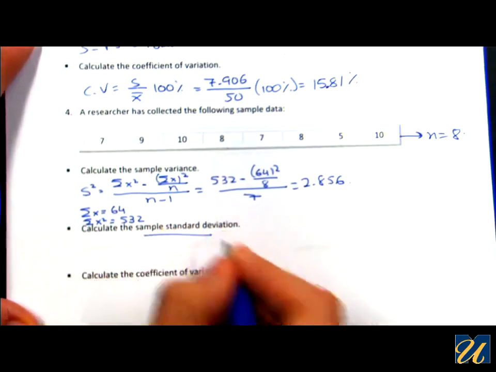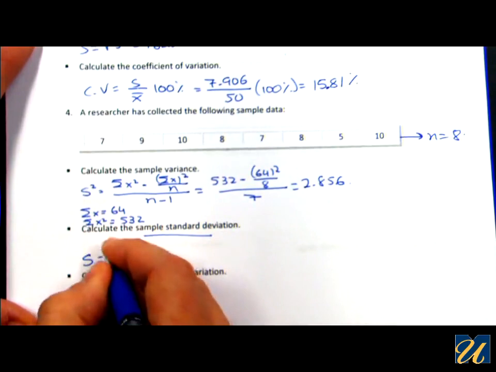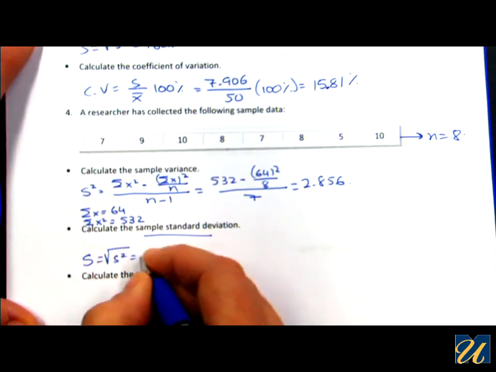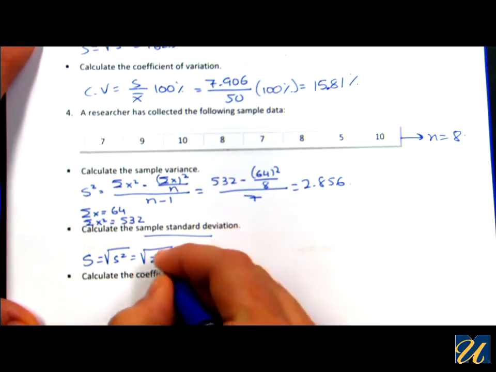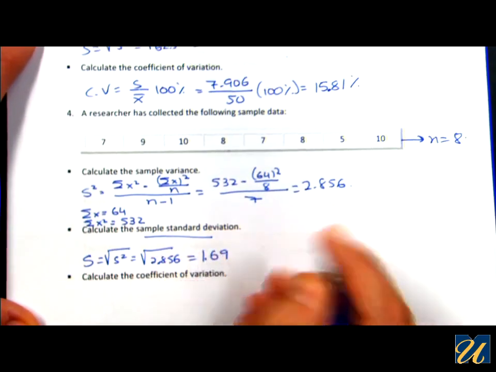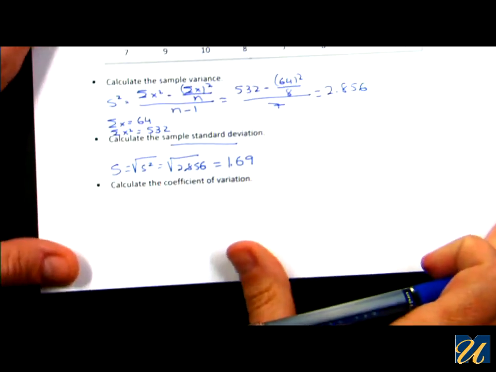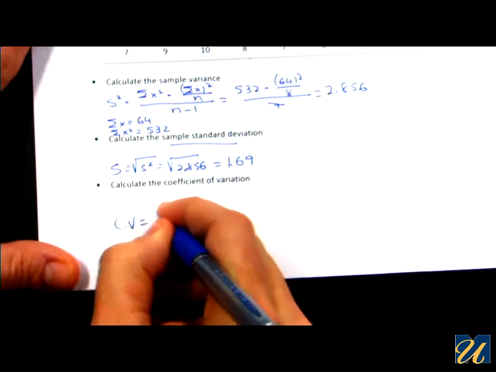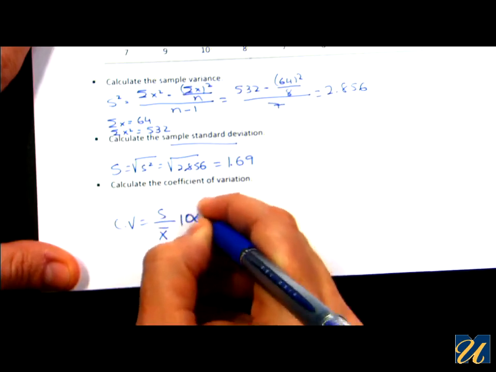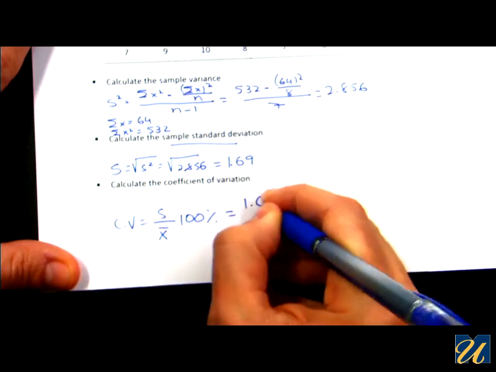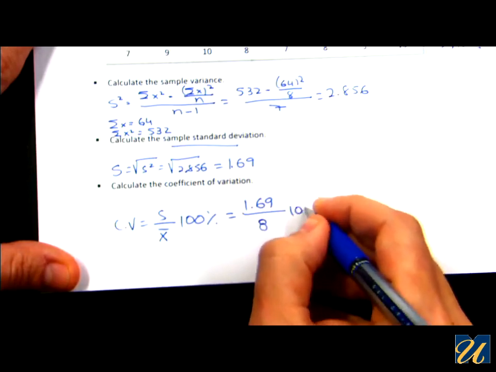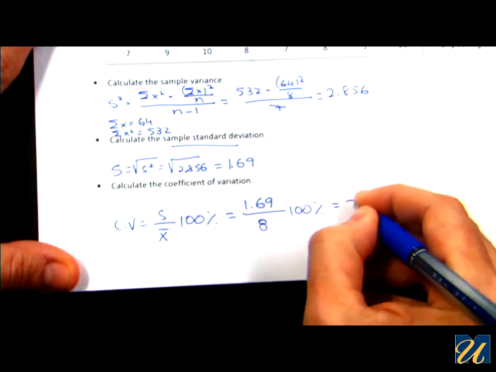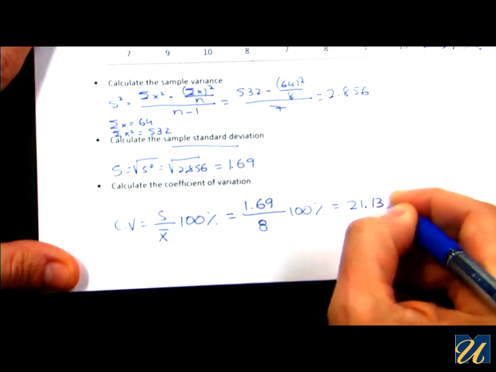The variance is 2.856. Sample standard deviation, S, is equal to the square root of the variance, the square root of 2.856, and this is going to be equal to 1.69. Coefficient of variation, once again, is S over X bar times 100%. S is 1.69. X bar will be 64 over 8 times 100%, and this will be equal to 21.13%.